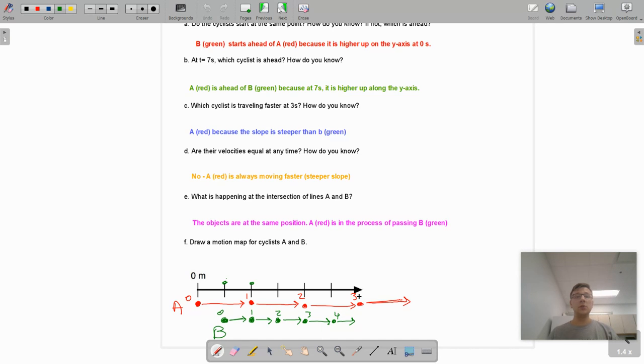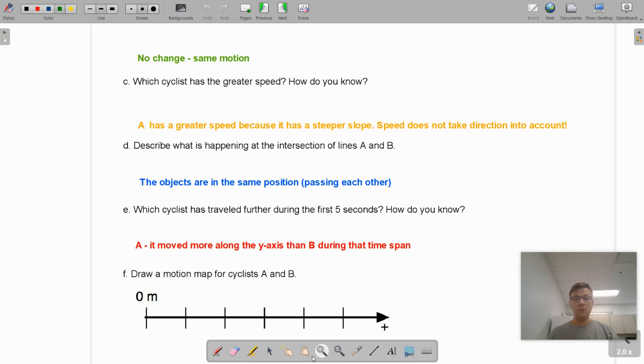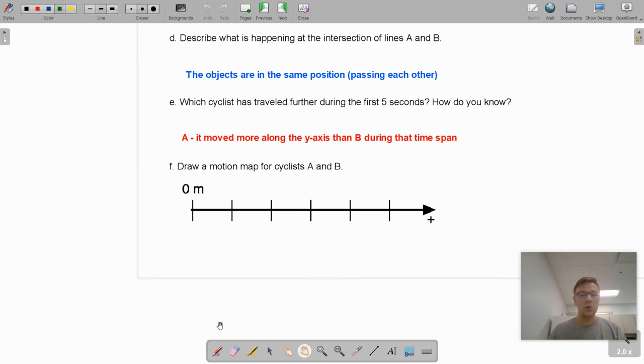Okay. So let's go ahead and start with B here, and make that same motion map. We'll just start with that this time since A is the one that's changed. Okay. So we'll put B right here, and then we'll put our dots and our arrows. Okay. So this is 0 seconds, 1, 2, 3, 4. Really doesn't matter because it doesn't tell us exactly how long this is going for.